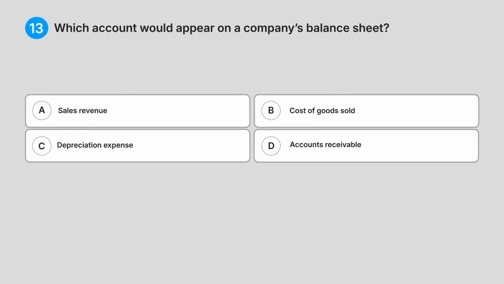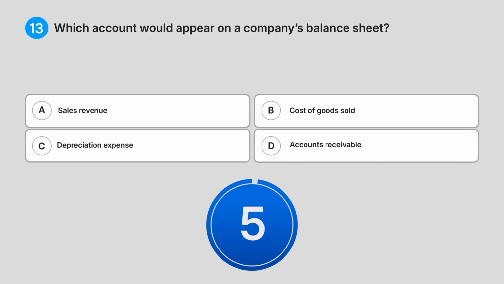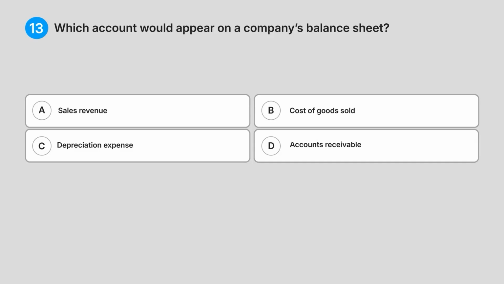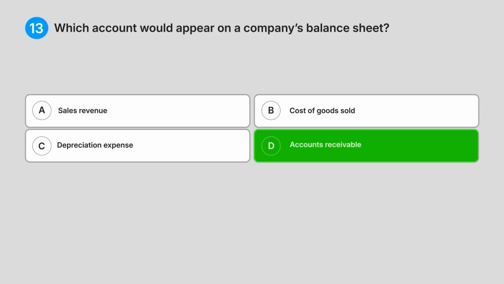13. Which account would appear on a company's balance sheet? A. Sales revenue. B. Cost of goods sold. C. Depreciation expense. D. Accounts receivable. Do you know the answer? Correct answer, D. Accounts receivable.